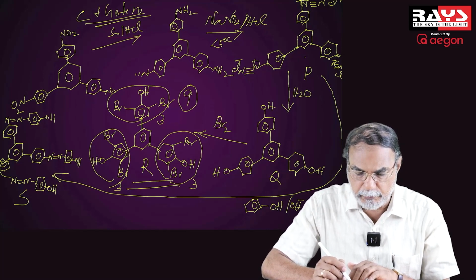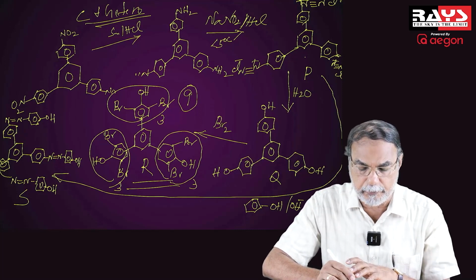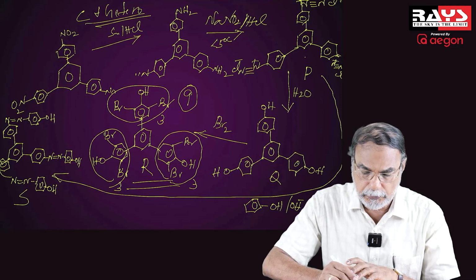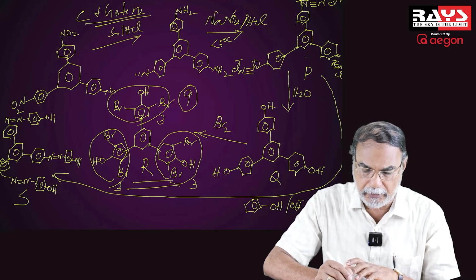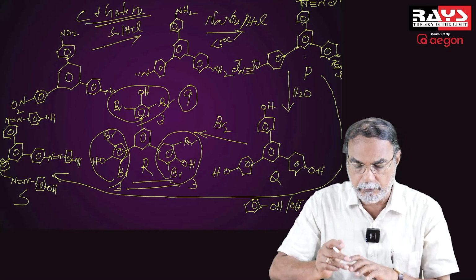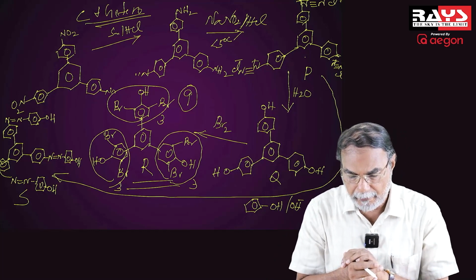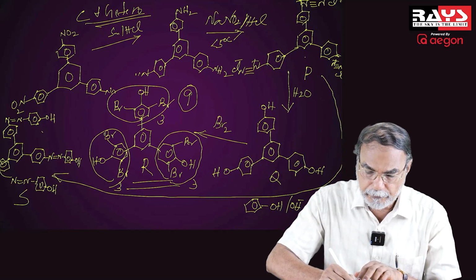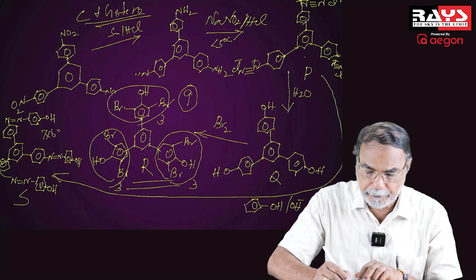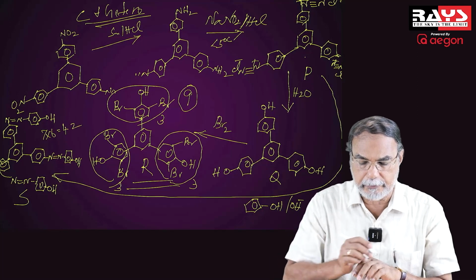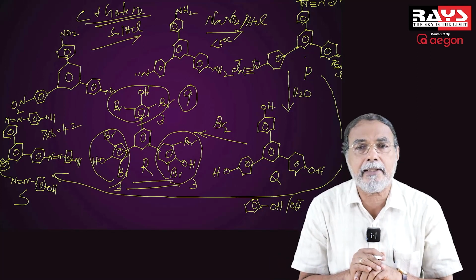In one molecule of S, how many carbon atoms are there? Look at the structure of the compound. You have 1, 2, 3, 4, 5, 6, 7 benzene rings in S. 7 benzene rings means 7 into 6, 42 carbon atoms. I hope you understand.